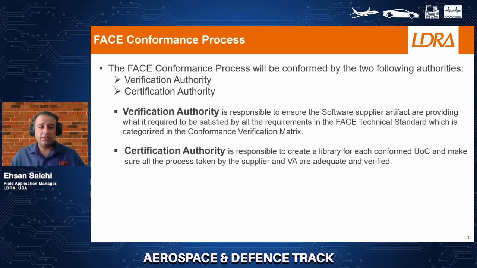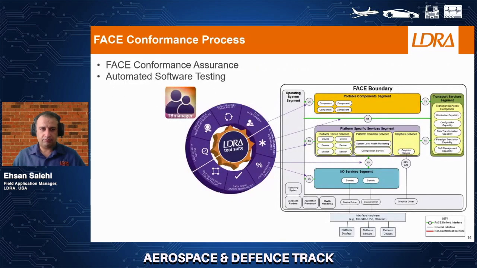The certification authority is responsible for creating a library for each conformed UOC and making sure all of the processes taken by the supplier and VA are adequate and verified. Phase conformance assurance and automated phase testing can be provided in order to ease the process. For example, a tool such as LDRA can be used to fulfill some of the very important phase needs for a software supplier trying to build a UOC for automation and assurance level.